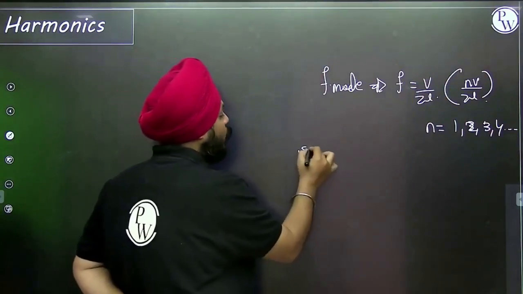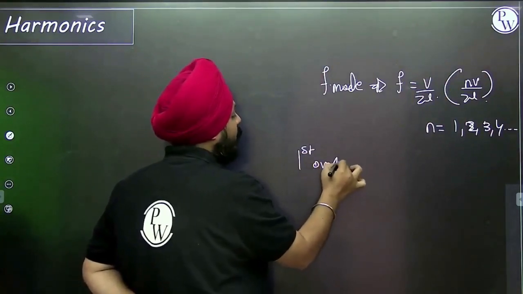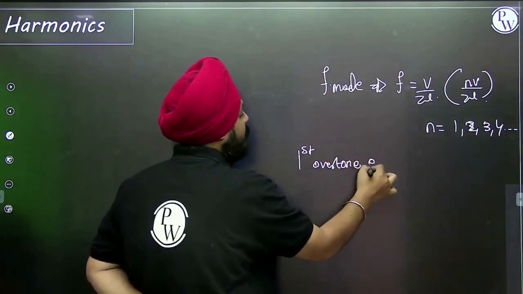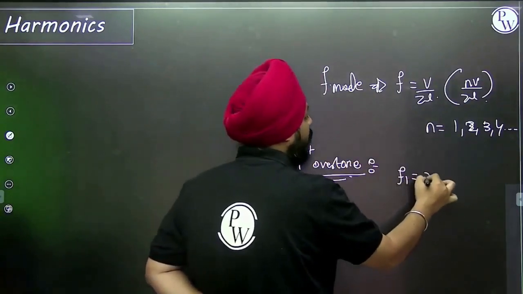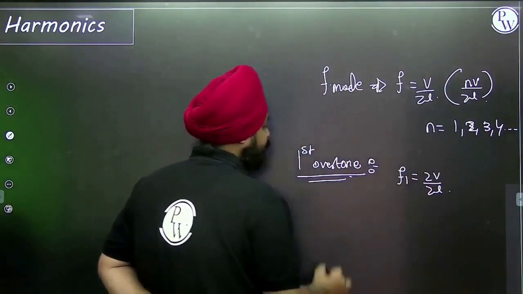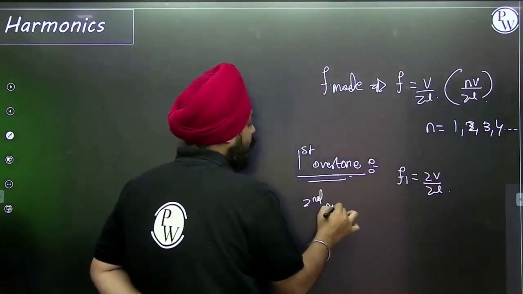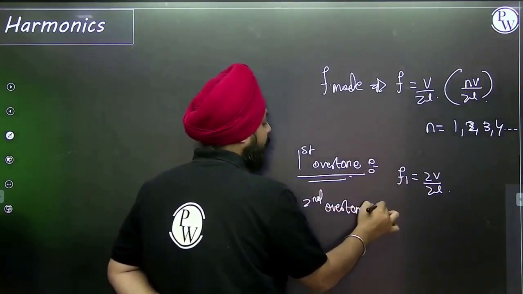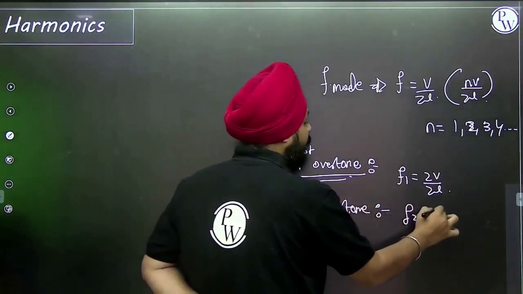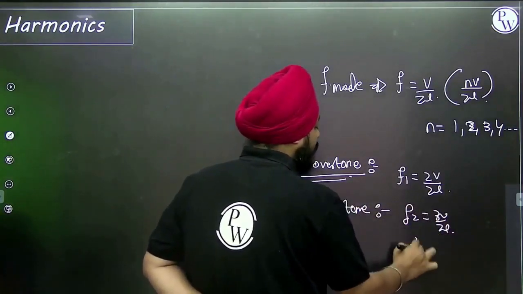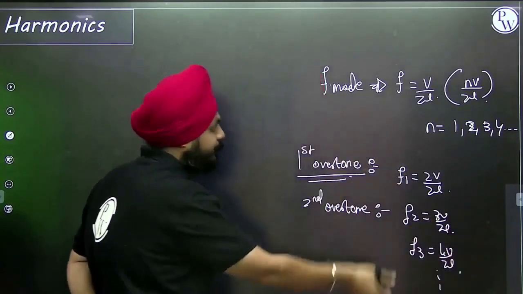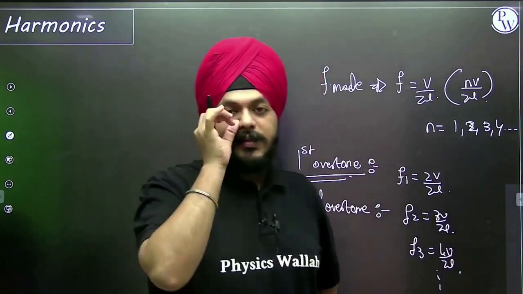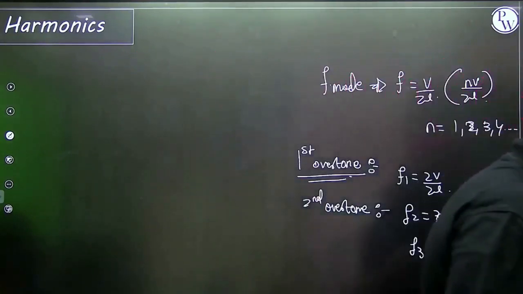What is the first overtone? Rather than moving on to the harmonics, just remember the overtones. Frequency of the first overtone, 2V by 2L. Frequency of the second overtone, that is F2, equal to 3V by 2L. F3 is equal to 4V by 2L. It moves on. Like this way, you can remember this stuff of the standing waves.